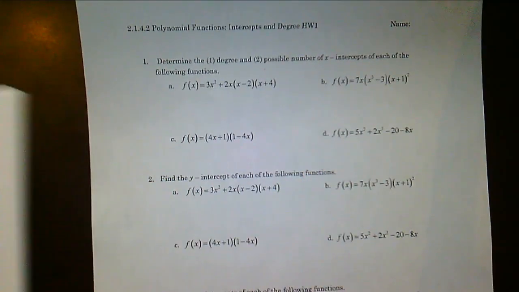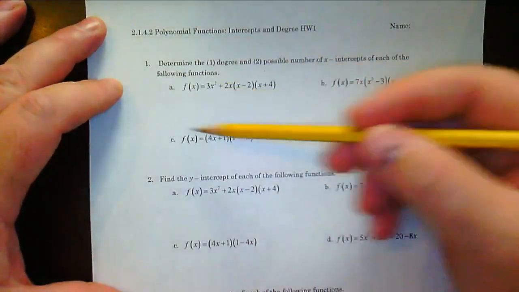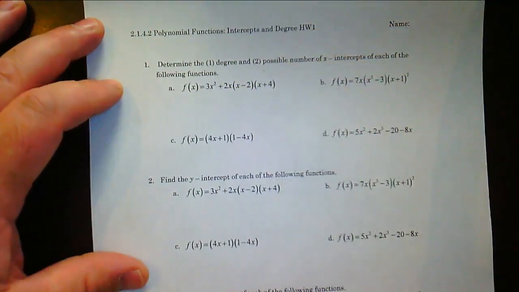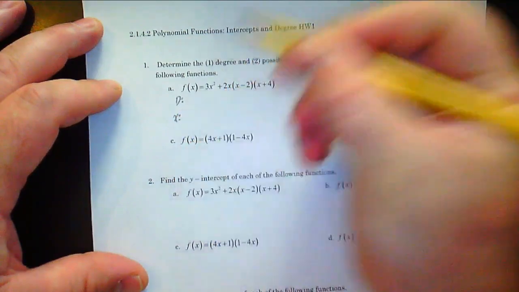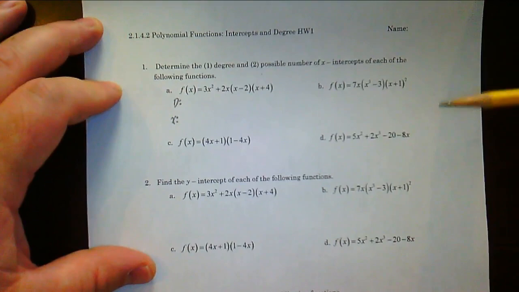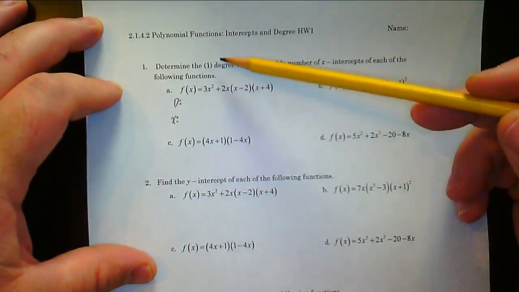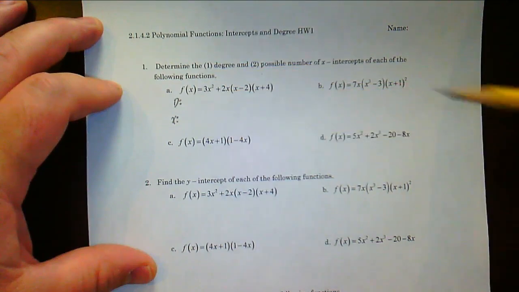All right. So we have to do two things here for this first part. We have to find the degree, and we have to find the x-intercepts. Now it's a good habit to make sure you read the directions carefully, always, right? So it says determine the degree and the possible number of x-intercepts for each of the following functions.